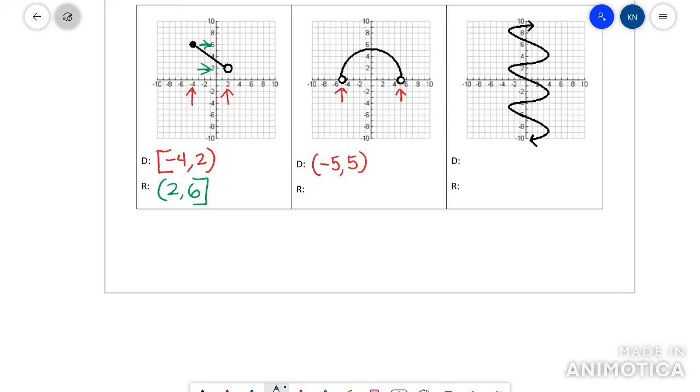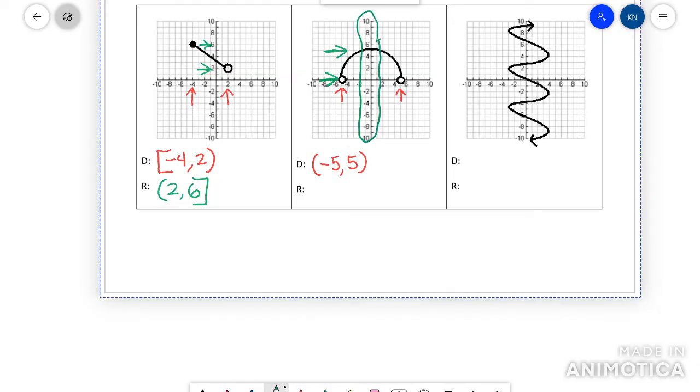All right, the range, how low it goes is here. And how high it goes is here. Okay, this is where I see a lot of kids get in trouble because they don't think 0 can be an answer. You're looking at these values when you answer range.